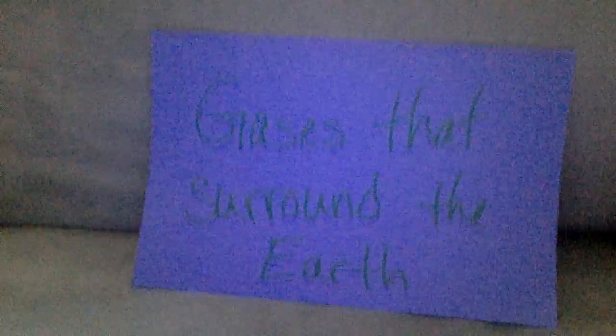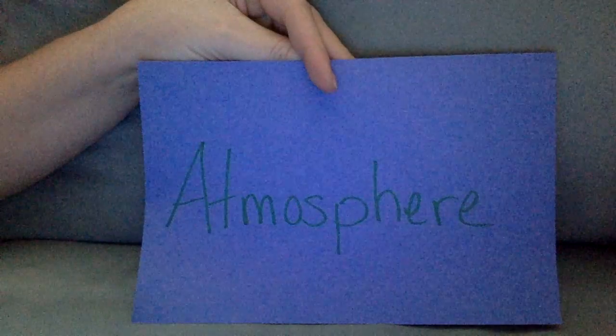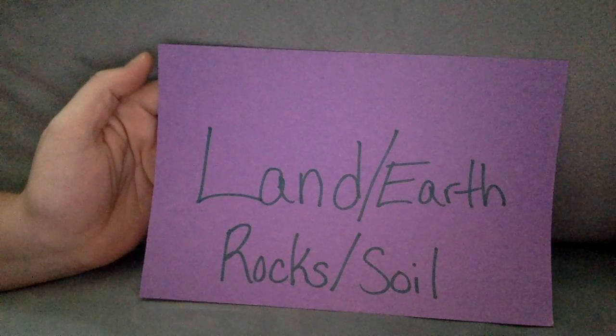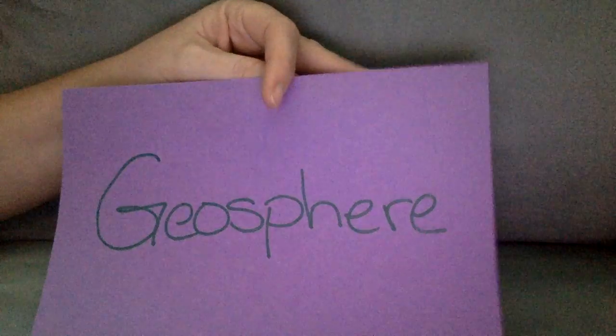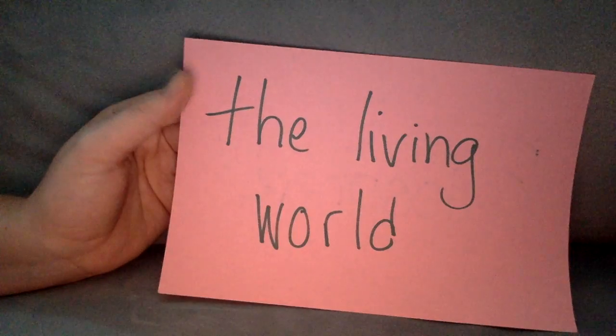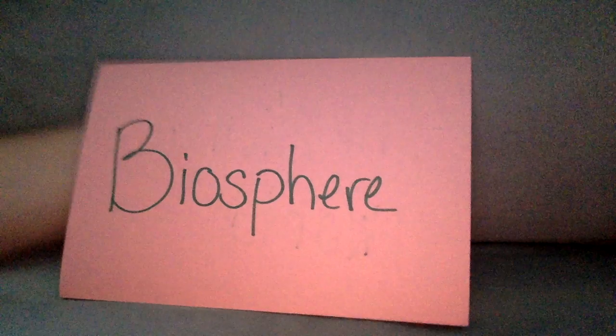This video is meant to help you study concepts and vocabulary related to the transfer of matter and energy in ecosystems. What are the gases that surround the Earth known as? The atmosphere. What is the land, earth, rocks, and soil known as? The geosphere. What is the living world known as? The biosphere.